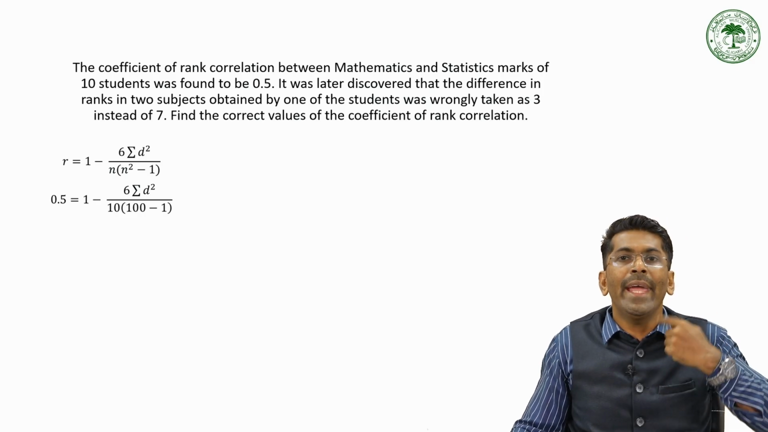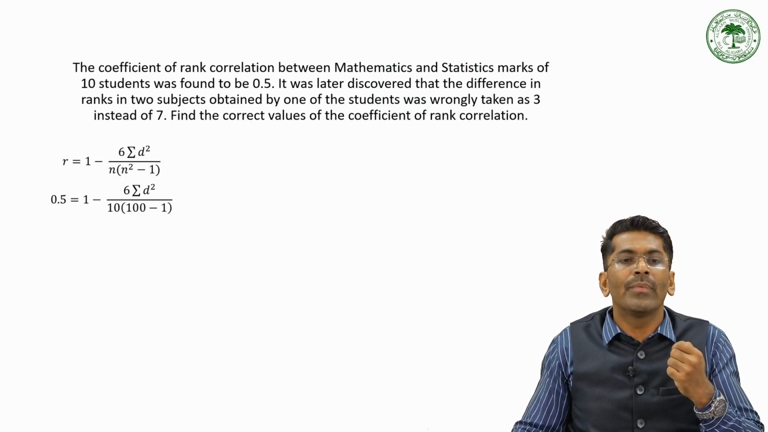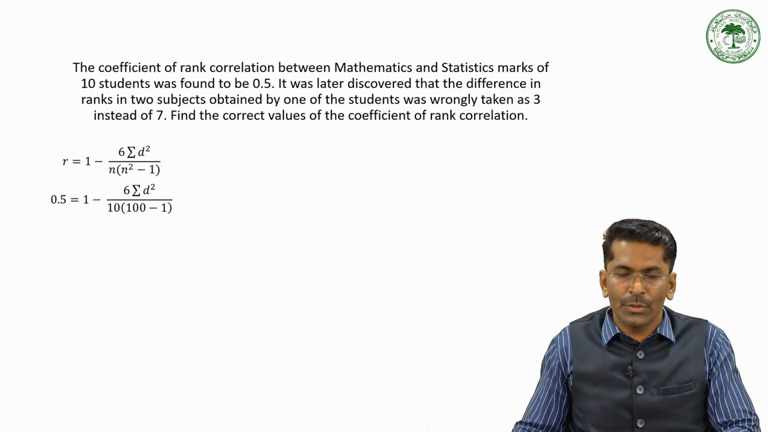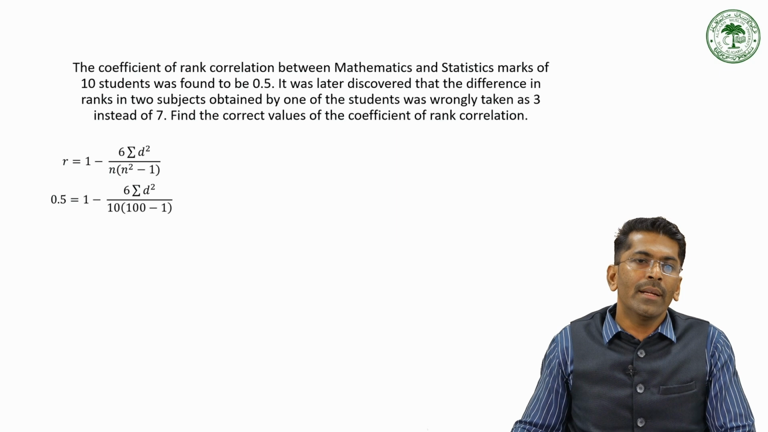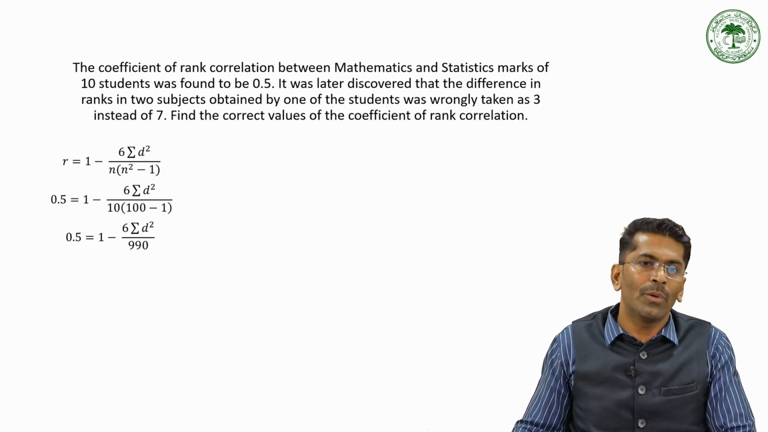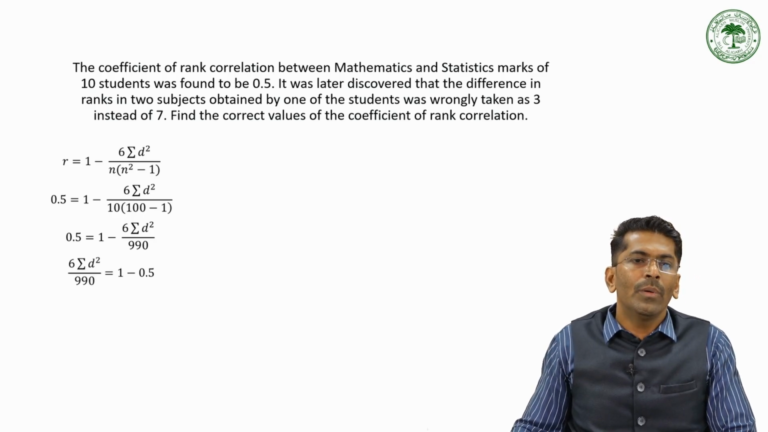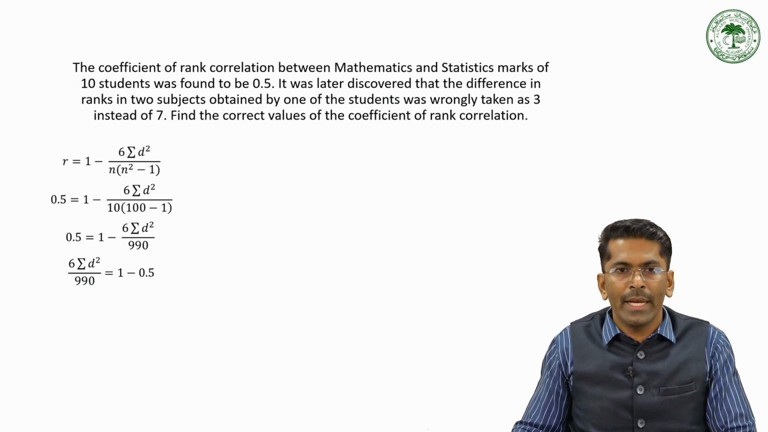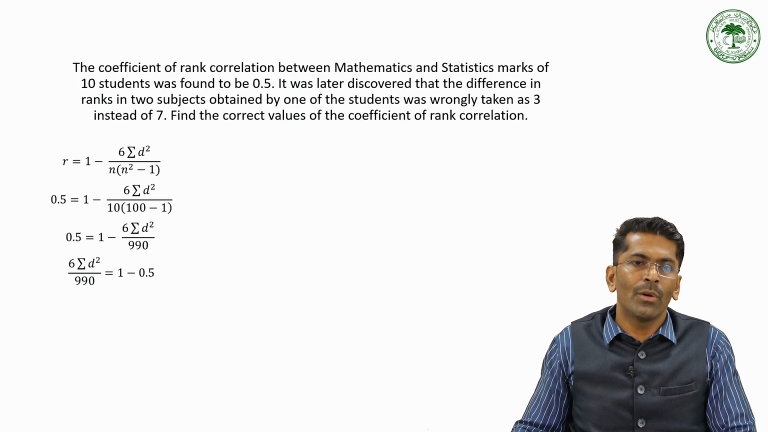So now we again want to recalculate sum of d square. So sum of d square, which we want to calculate here also. So here we can simplify it. 10 into 100 minus 1 is equal to 990. Now this term I am going to take to the right side, so it will become minus 6 into sum of d square divided by 990, which is equal to 1 minus 0.5. I am going to take the 1 to the right side, so it will become minus 0.5.